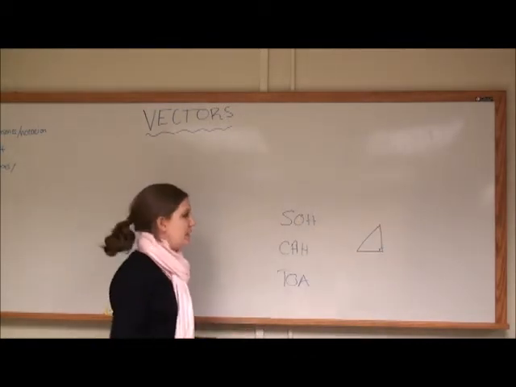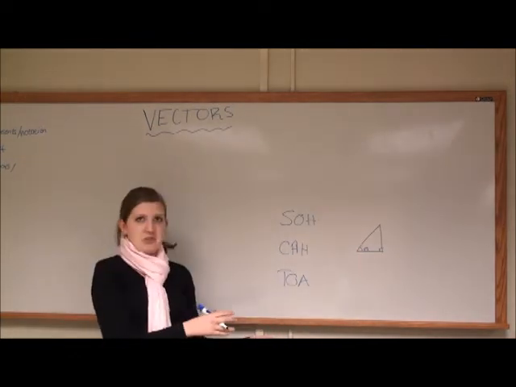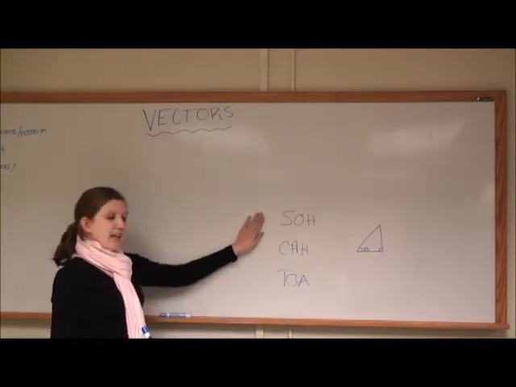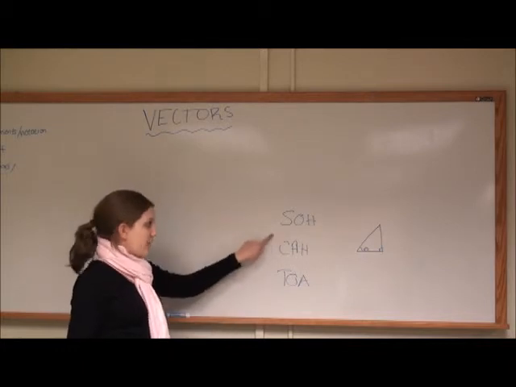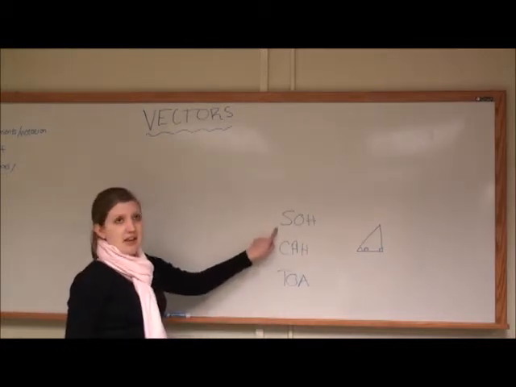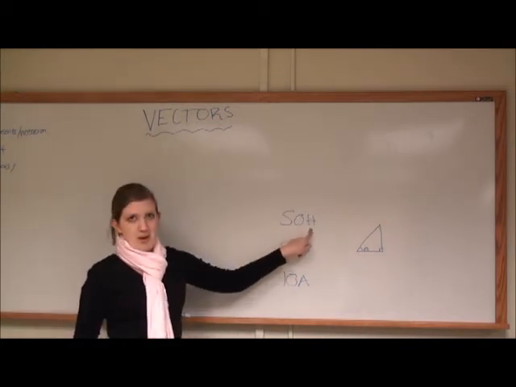So what happens is, if this is our angle, I'm just going to call it theta. Theta is what you usually use for an angle you don't know. You can then use this mnemonic to figure out the sine of that angle, the cosine, and the tangent using that triangle. So the sine of that angle becomes the opposite side over the hypotenuse.